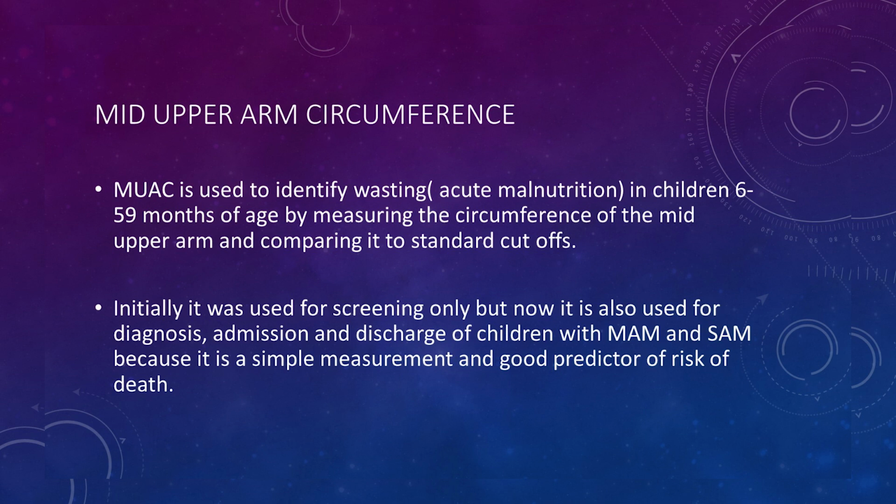Initially it was only used for the screening of the children, whether the child is well nourished or malnourished, okay. But now it is a very useful equipment for diagnosis of malnourishment. So, is it mild or moderate malnutrition, or is it severe acute malnutrition? By this we diagnose it, we decide the admission of the baby, or by continuous monitoring of the mid upper arm circumference, we observe the prognosis of the malnutrition, and accordingly we decide when to discharge the children from the hospital. So, it is a simple measurement and a good predictor of the risk of death.